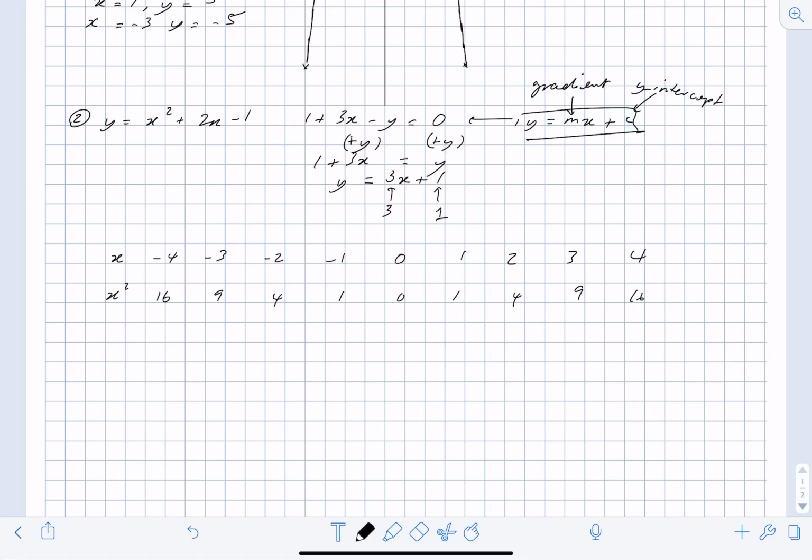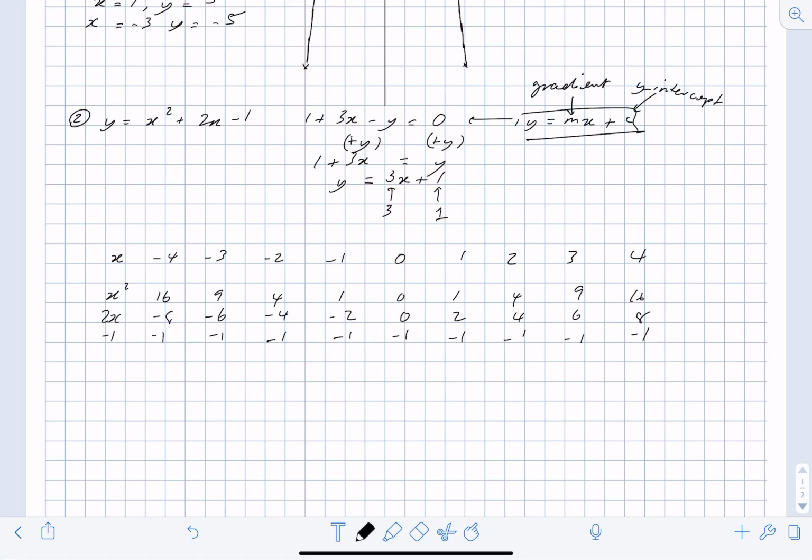Never mind. But what I can do is I can do 2x. That's -8, -6, -4, -2, 0, 2, 4, 6, 8. And then I can just subtract 1. -1 is always going to be -1. It doesn't matter what x is, it's always going to be -1. But now what I can do is I can just add these three numbers together.